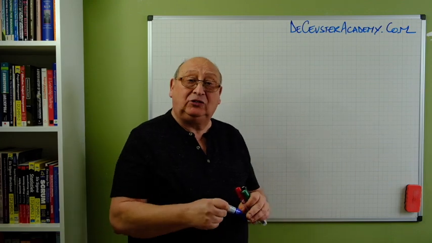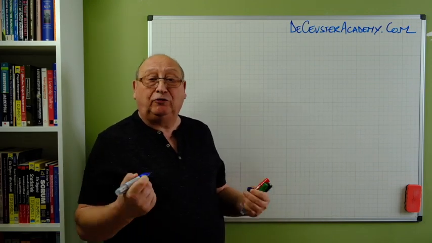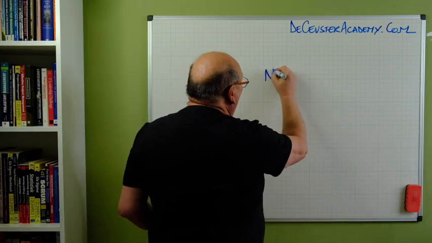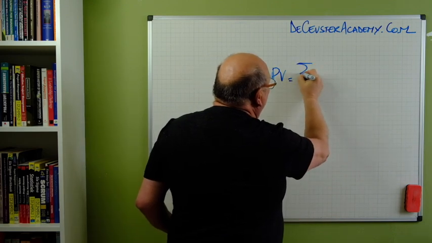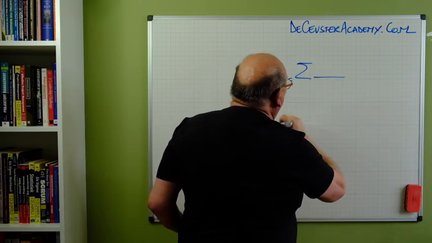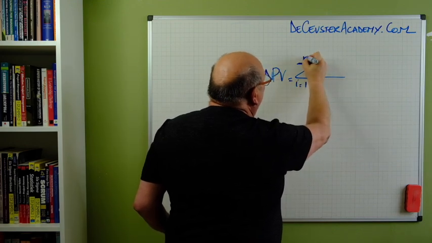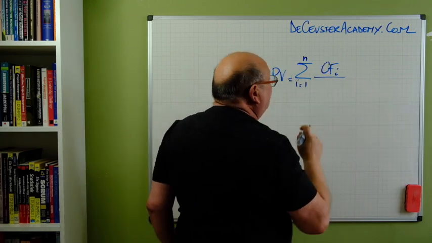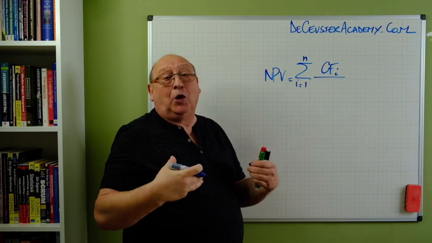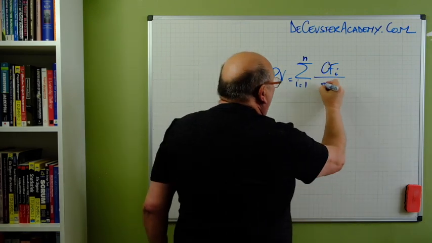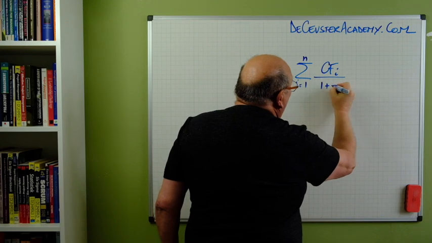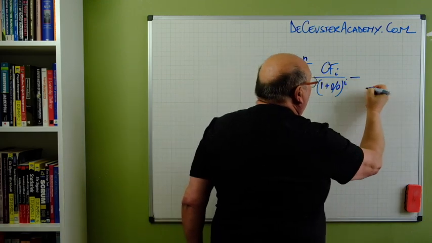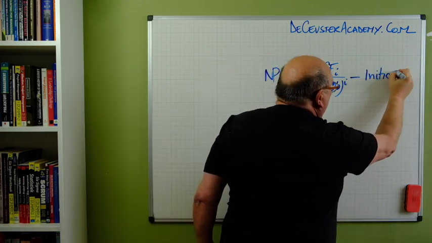Let me start with reminding you about the formula on how to calculate the net present value. The net present value is equal to the sum of the discounted cash flows starting period 1 to period n. When we have n periods, we have the cash flows, index i represents the period I'm looking at, and I divide by the discount rate to the power i, and then we subtract the initial investment.